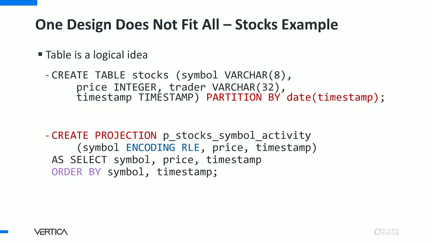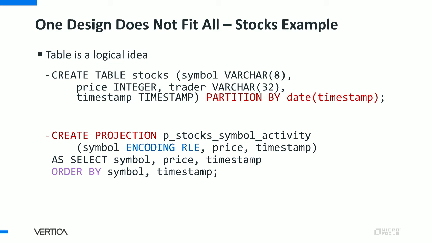Referring back to our stocks example, here's a sample create table and create projection statement. Let's focus on our heavily optimized example query, which had predicates on the stock symbol and date. We specify that the table data is to be partitioned by date. The create projection statement here is excellent for this query. We specify using the order by clause that the data should be ordered according to our predicates. We'll use the timestamp as a secondary sort key.